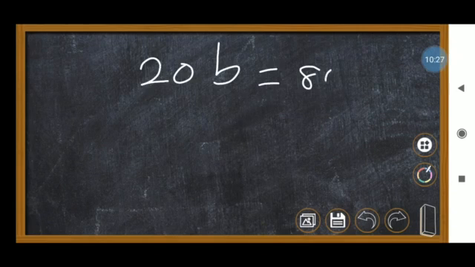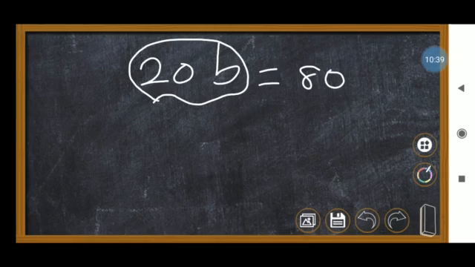See here, 20b equal to 80. Sir, how can we solve this kind of equation if there is no plus symbol and no minus symbol? First we have to know that it is 20 into b.